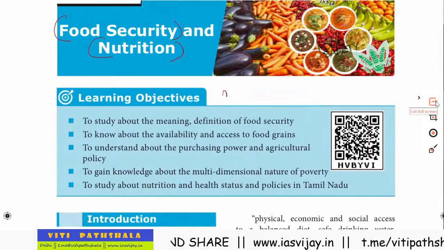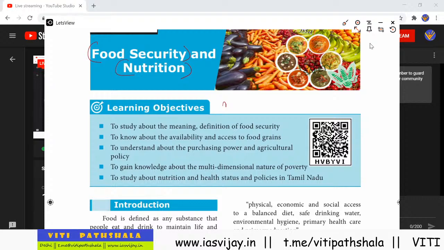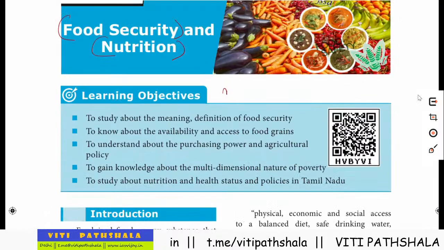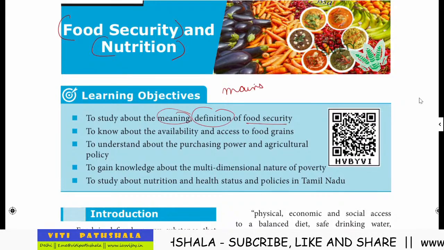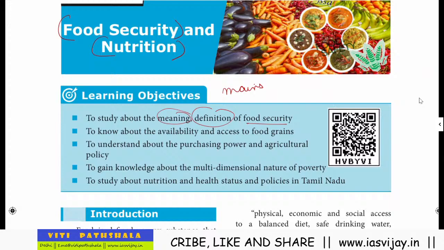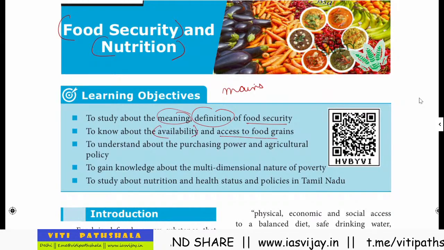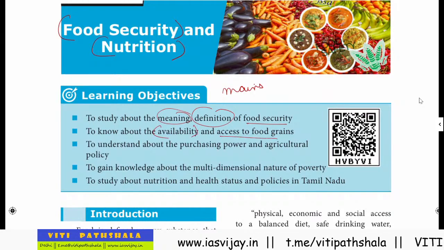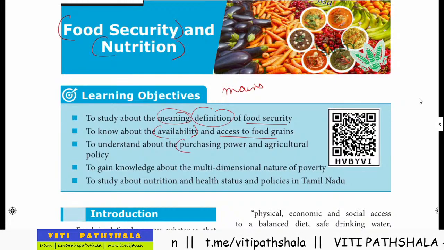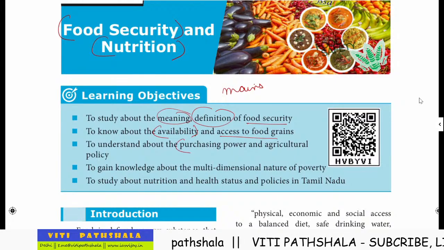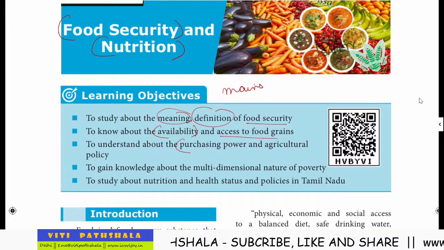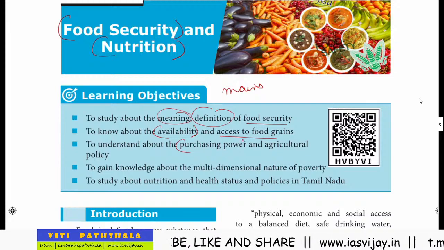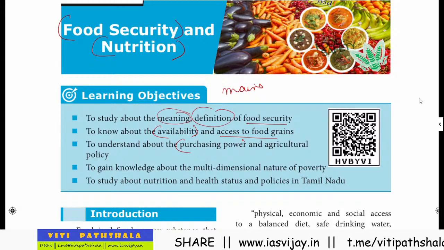Now what would be our learning objectives? Our learning objectives would be here to study about the meaning and definition of food security, to know about the availability and access to food grains, to understand about purchasing power and agriculture policy, to gain knowledge about the multidimensional nature of poverty, to study about nutrition and health status and the policies in Tamil Nadu.